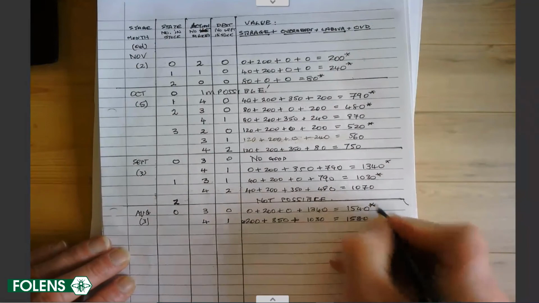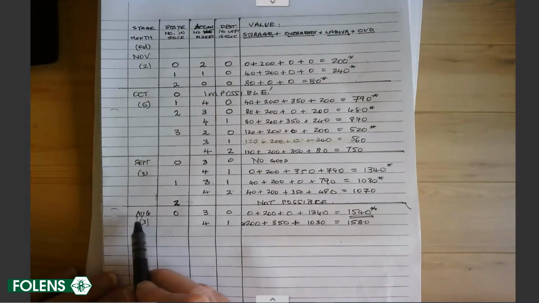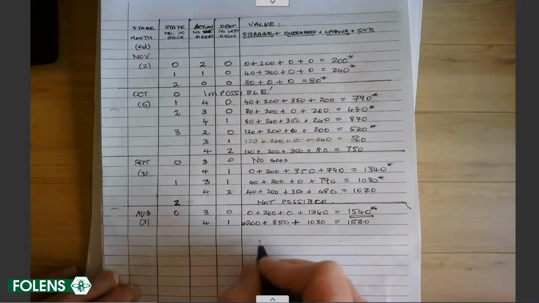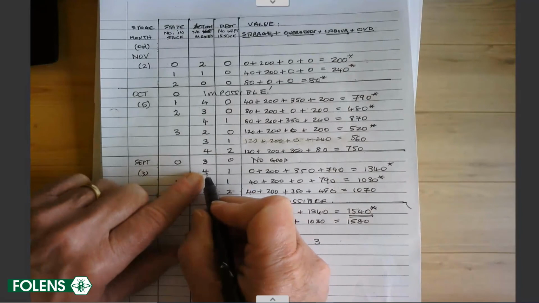The lowest cost is 1,540. Now let's follow the paths, the stars. In August, we have none in stock. The best optimal path is to make three. In August, you make three, leaving none in stock. Let's go back on to September. In September, the optimal path is to make four and leave one in stock.